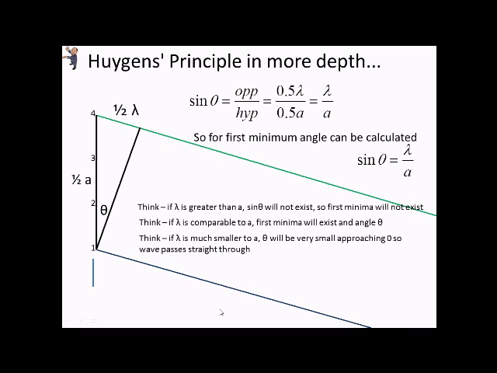So if lambda is greater than a, sin theta can't exist, so the first minima won't exist. If lambda is roughly the same as a, the first minima and theta will exist. And if lambda is much smaller compared to a, theta will be so small that it is basically 0 and the wave will just pass straight through. This gives us our first condition for diffraction. The wavelength must be comparable to the slit width. So lambda must be roughly equal to a. Otherwise, we're going to get no diffraction.